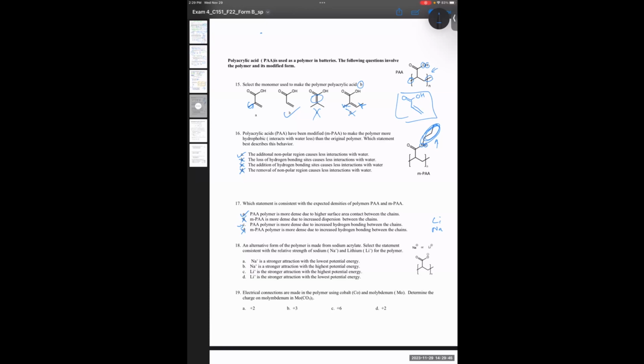So I would say with the low potential energy, strong attraction. This is definitely incorrect. Lithium is strong attraction with higher potential energy. No, that is incorrect as well. Strong attractive interactions means lower potential energy. So between A and D, that's our choice. I'm going to go with lithium. Strong attraction with lower potential energy, not lowest, lower potential energy, because lithium is smaller and it can come closer to each other, meaning stronger attractive interactions, not A.